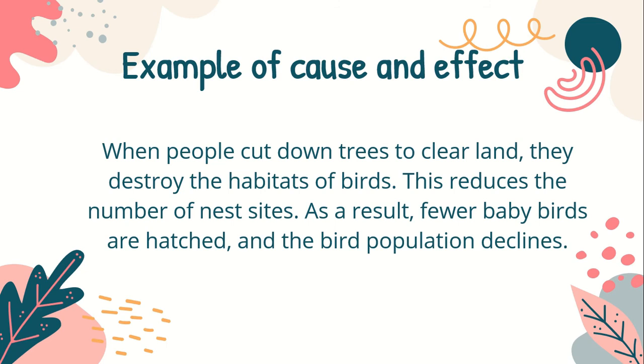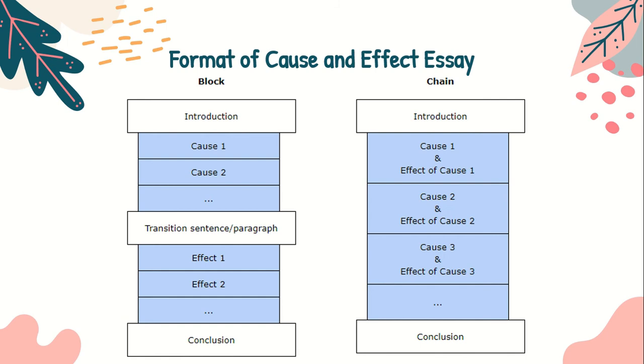Example: when people cut down trees to clear land, they destroy the habitats of birds. They reduce the number of nest sites. As a result, fewer baby birds are hatched and the bird populations decline. So, the transition used is "as a result." This is an example format of a cause and effect essay.